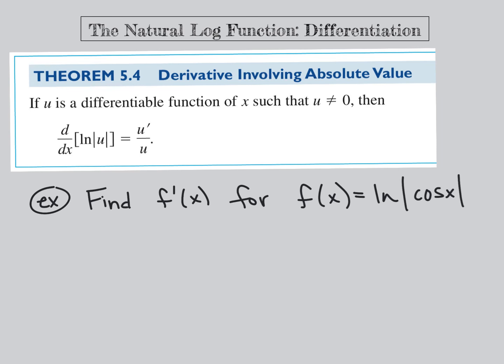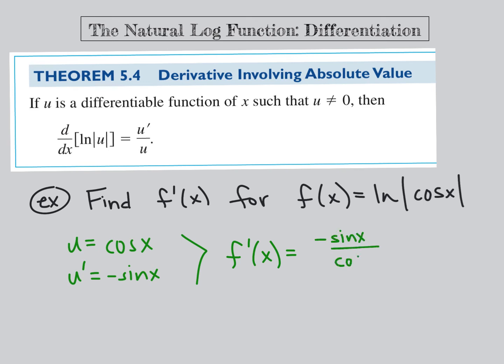So let's write that out. We have that our u value here is the cosine of x, and then our u prime is negative the sine of x. So finding f prime, using our rule for the derivative of natural log of an absolute value, we'll have u prime over u, which in this case is negative sine of x over cosine of x. Using our knowledge of trigonometry, sine over cosine is tangent, therefore f prime is the negative tangent of x.